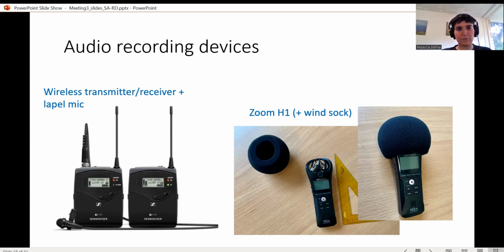Some other options are standard microphones. So on the left, we have wireless transmitters with receivers. You have a little lapel mic, which is down the bottom here, and this can be clipped into a little strap close to the child's mouth. The transmitter then goes on the back and there's a receiver elsewhere. Another way I've done it is with this little Zoom H1. This is a little recorder with a microphone. You put a windsock over the microphone to help with wind noise, and then put this on the child's chest.